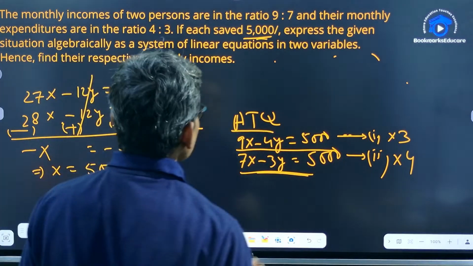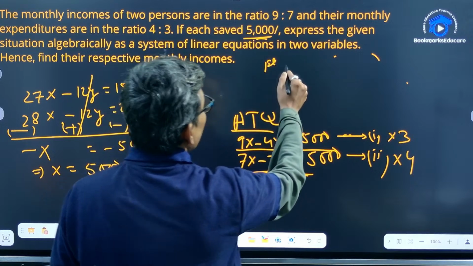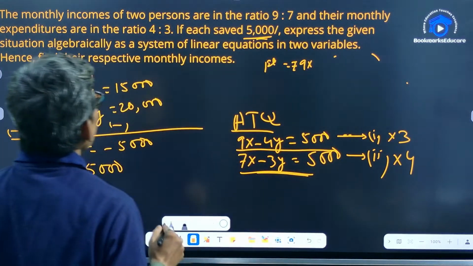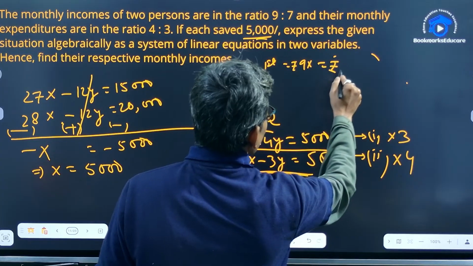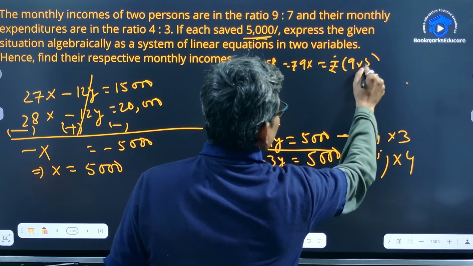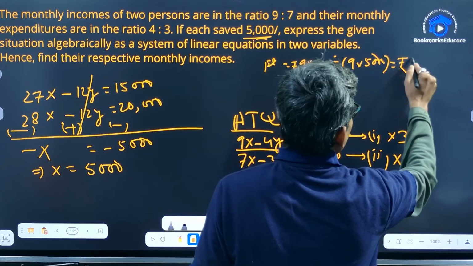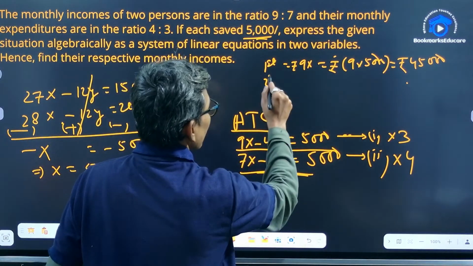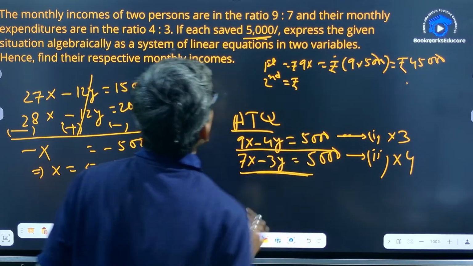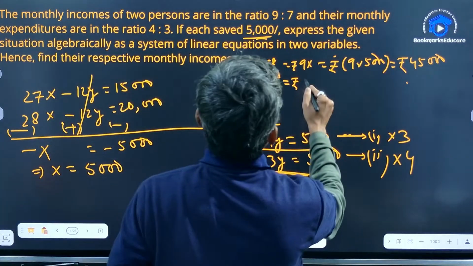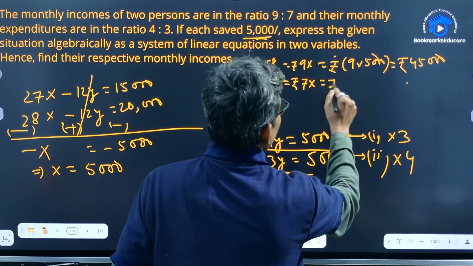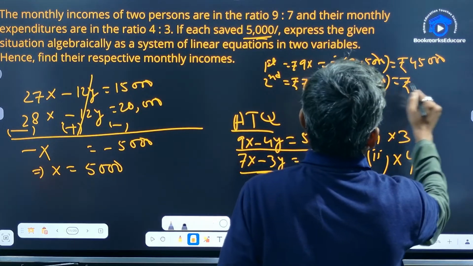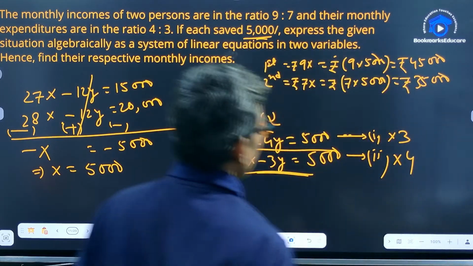सो फर्स्ट पर्सन का इनकम है रुपीज 9x, मतलब 9 इंटू 5000, सो रुपीज 45,000. ये फर्स्ट पर्सन का इनकम है, और सेकेंड पर्सन का इनकम रुपीज 7x, 7 इंटू 5000, 35,000.